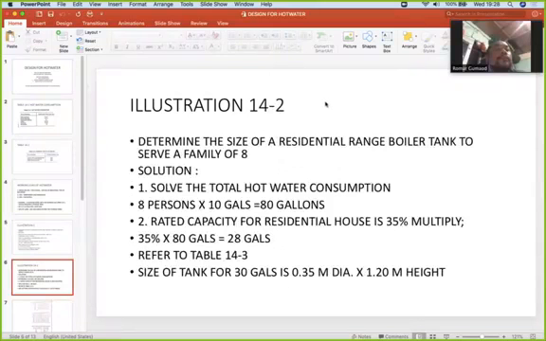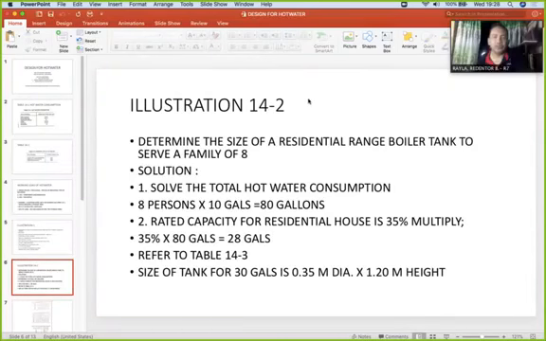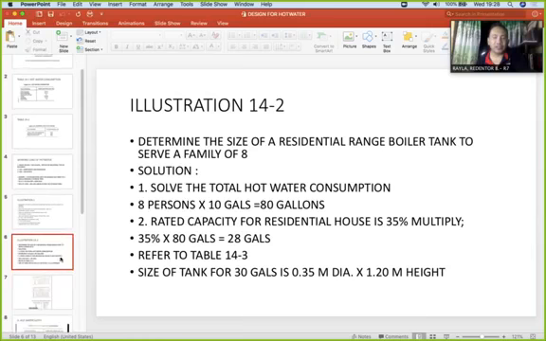Next, illustration number 2. Determine the size of a residential range boiler tank to serve a family. So 8 times 10, that is 10 gallons, no? Per person. So 80 gallons. So times 35, 28 gallons. So the size of the tank is 0.35 diameter times 1.2 meter height. No? So that can always be applied.